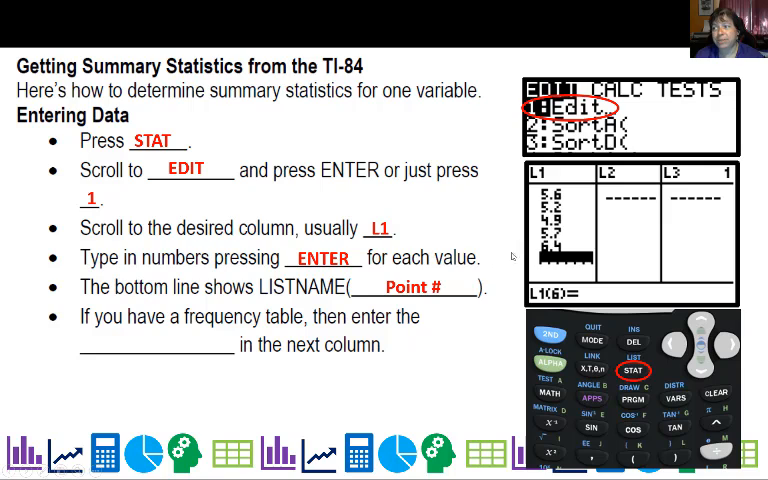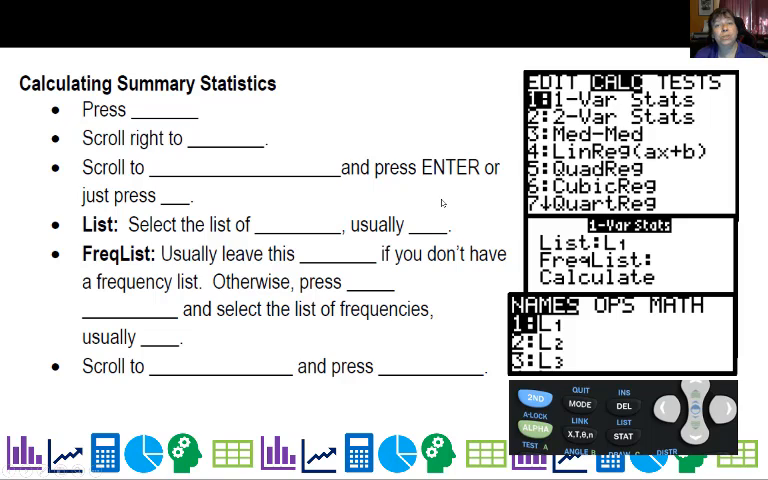If you have a frequency table, then you would go ahead and set up your frequencies in the next column. So once you enter all your data, you're ready to calculate your statistics. And first, you're going to press Stat again. Scroll right. Instead of staying on Edit, you're going to go up here to Calc. Scroll to 1-Var Stats, or press Enter, or just press 1.